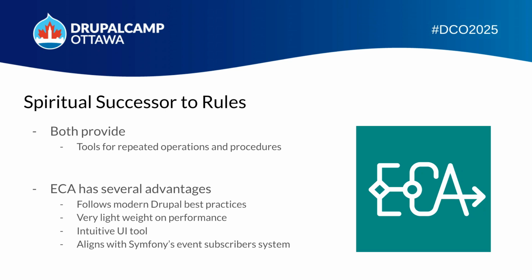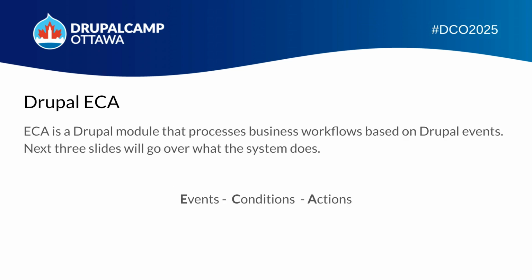And they overlap with each other. They both provide tools for repeated operations and procedures. But ECA does have some advantages that I wanted to highlight today. But if you do like using rules, you can use rules, it's fine. Especially now that rules has a modern release. But ECA follows modern Drupal best practices. It's very lightweight on performance. It has an intuitive UI tool, and it aligns with Symfony's event discovery system that Drupal relies heavily on.